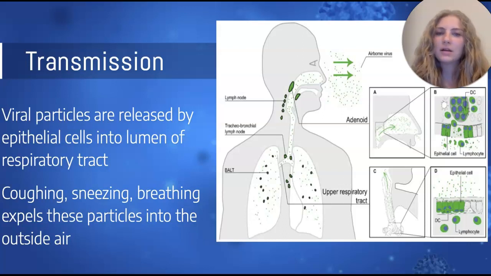And from there, if somebody coughs or sneezes, or sometimes even talks or breathes, those particles get pushed out into the environment. And that's how transmission occurs. You can see here, these epithelial cells are sort of budding and releasing particles, and those particles get pushed up via the mucociliary elevator into the upper respiratory tract. And if somebody coughs, then they get pushed out into the environment.